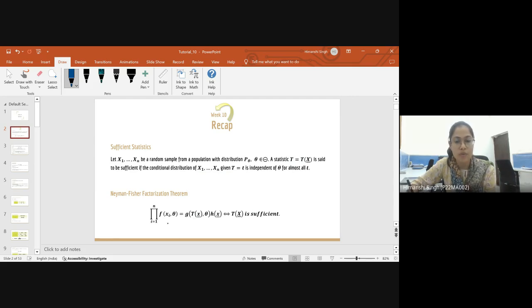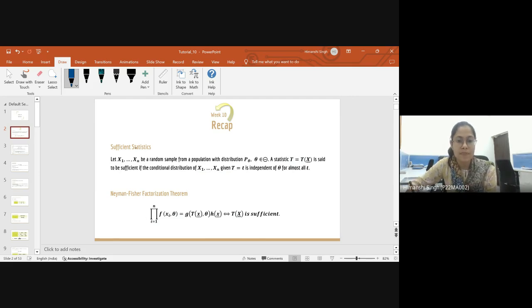So what I can do is take the product of all the densities, the joint density of x1, x2, xn, and if I can write it in this form, then the corresponding T we call a sufficient statistic. So this is an alternative way by which we can find the sufficient statistic T, apart from the conditional distribution.